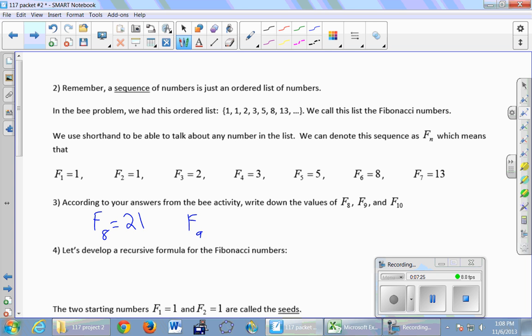And then if you want to find F9, which 2 numbers do you add up? F8 and F7. So F8 we just found is 21 plus 13 is 34. Any questions on getting the 34? Everybody see where that 34 comes from? Okay, and then the next number, what do we add? 34 and 21. So F10 is 55. That's it. So let's move to 4. Sam?